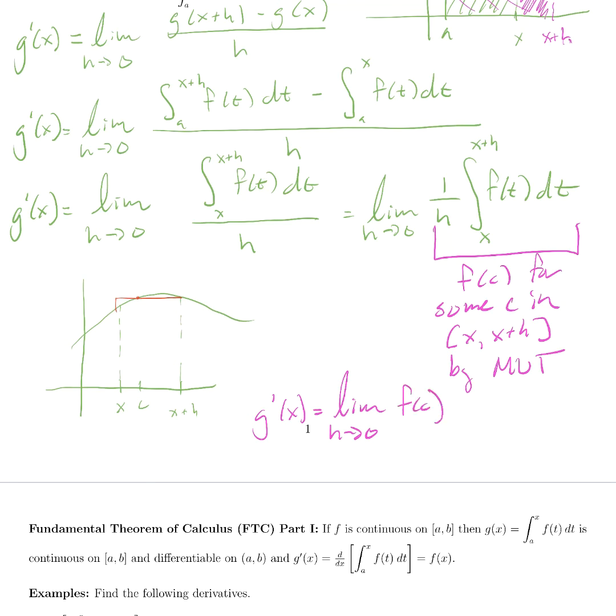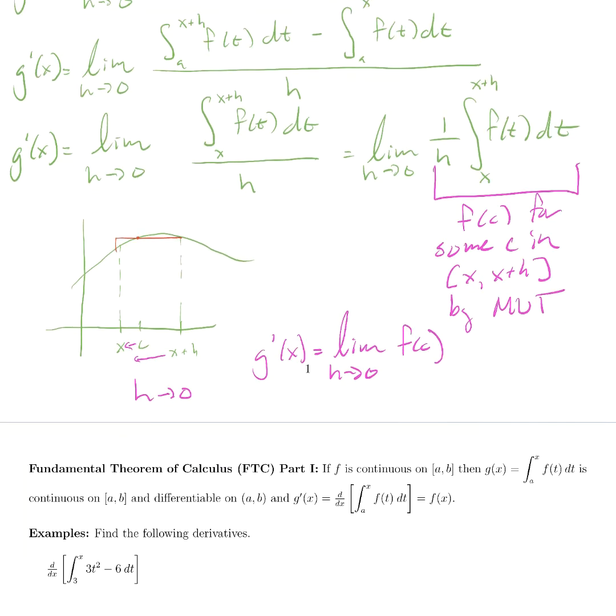And you may say, well, how do I evaluate that limit? Because it doesn't seem like there's anything that's changing. Now we come back over here to this picture, and we're thinking about what's happening as h approaches 0. As h approaches 0, x plus h moves in this direction, which means c has to move in this direction. So x plus h is approaching x, which means that c must also be approaching x. And so this is just f of x.